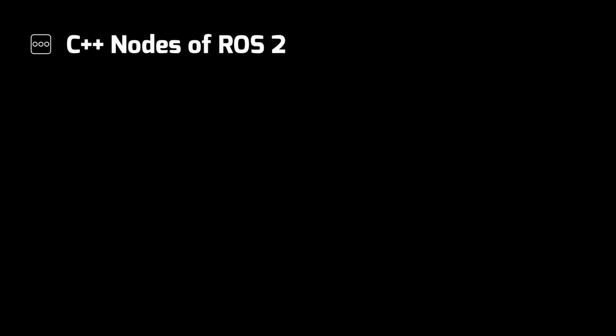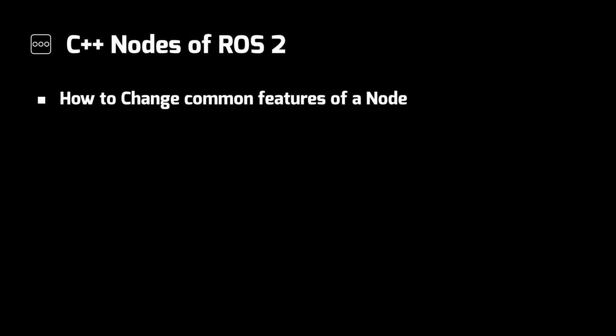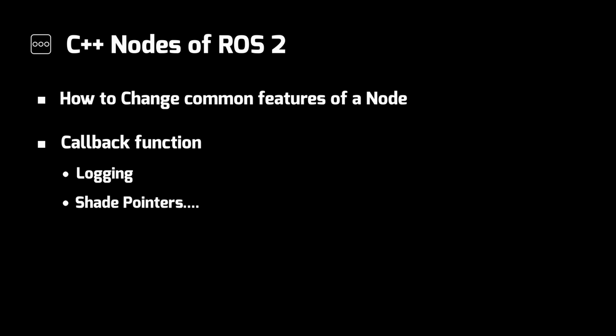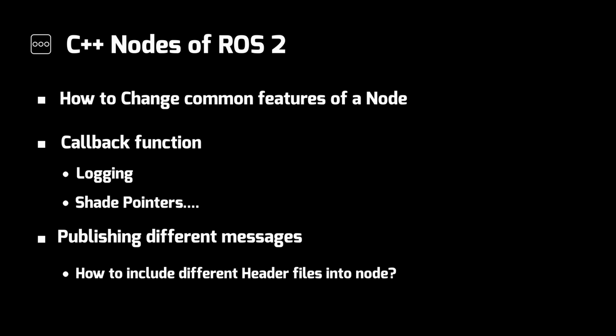Coming to the main thing, we are going to be understanding the C++ nodes of ROS2 in 3 steps. The first is going to be how to change common features of a node. The second one is callback function, in which we'll look into logging, shared pointers, and some details. The third one is publishing different messages and looking at how we can include different header files of messages into our node. And when we are working with this, we will be understanding more about how C++ software development practices are utilized, what is CMake, how it affects the whole writing of the code and execution of nodes. So let's start with the first one.